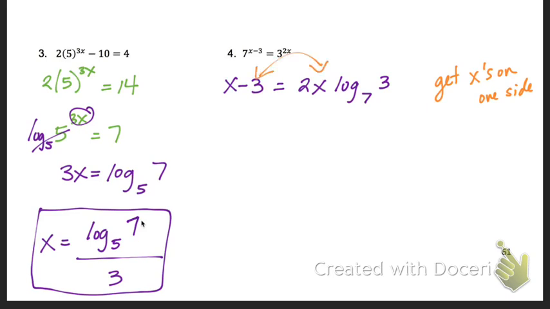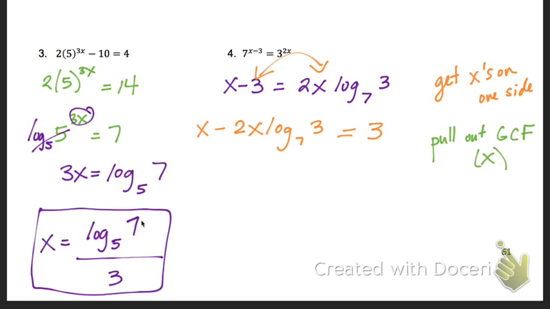So I'm literally going to flip-flop these. That leaves me with x minus 2x log base 7 of 3 equals positive 3. From here, the second step is pull out the GCF, which in this case will always just be x. So I'm pulling out an x. And what does that leave me with if I take out the x? 1 minus 2 log base 7 of 3 equals 3.